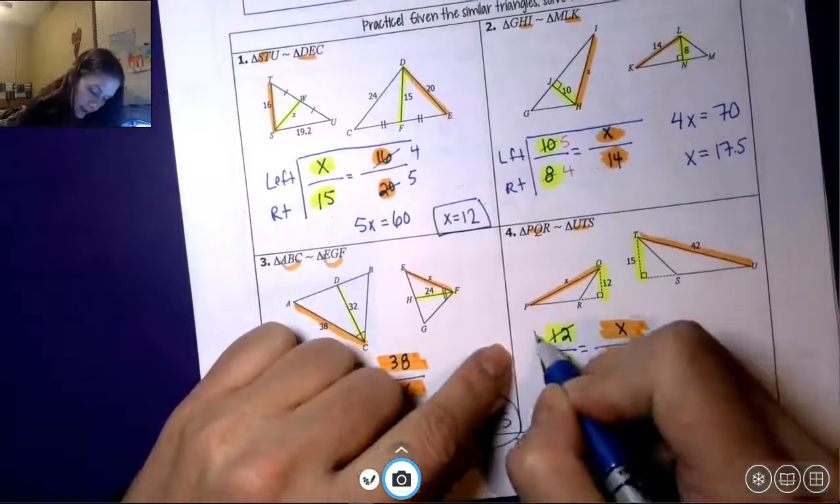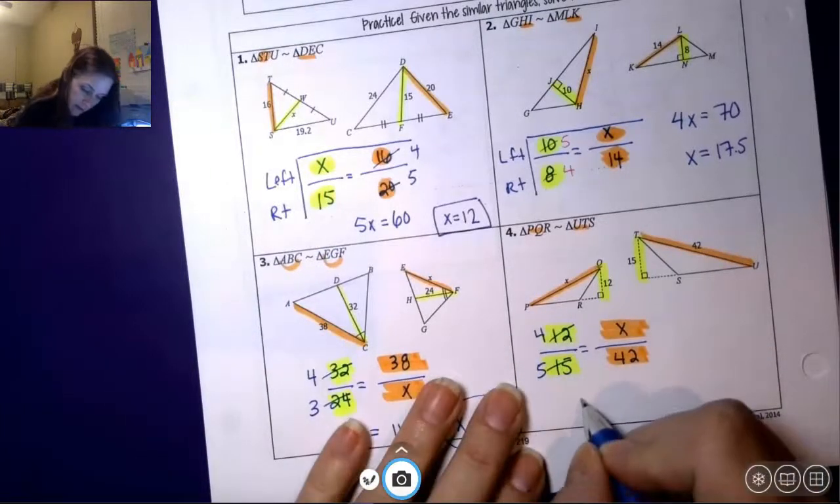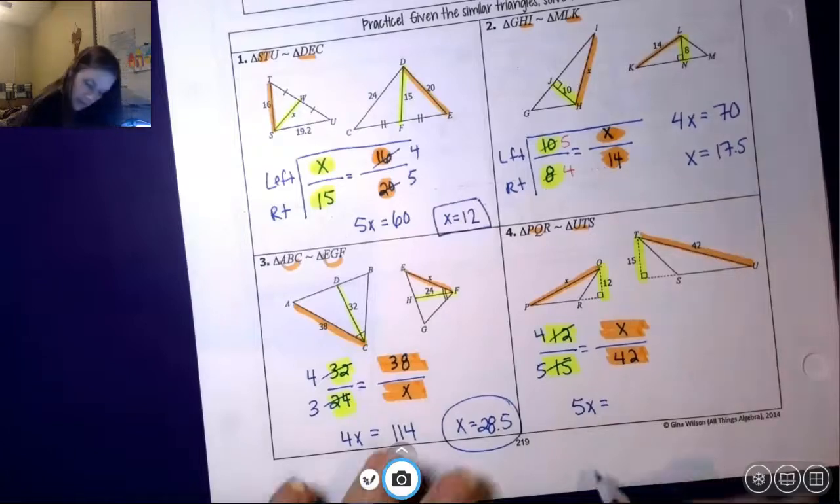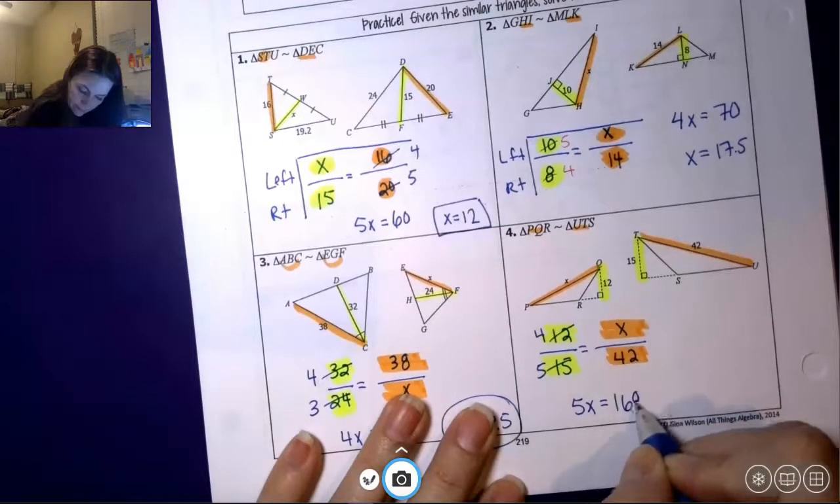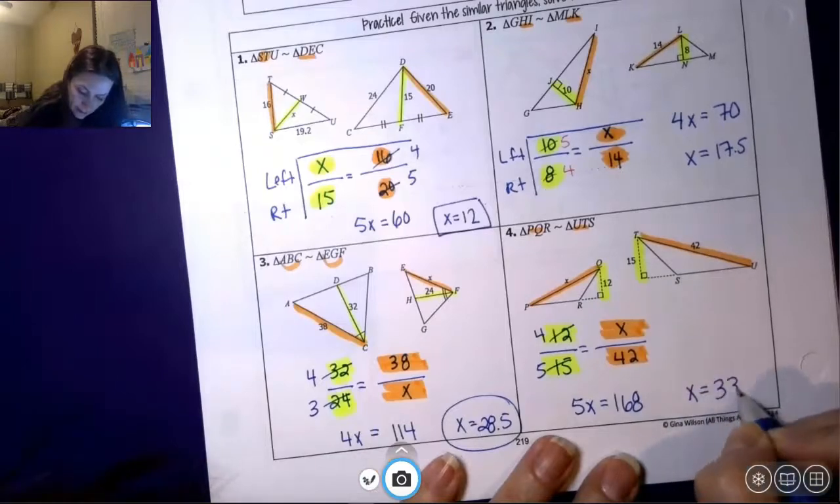Divide by 3, I get 4 over 5. 5x equals 42 times 4. You get 168. Divide by 5, we should get x is about 33.6.